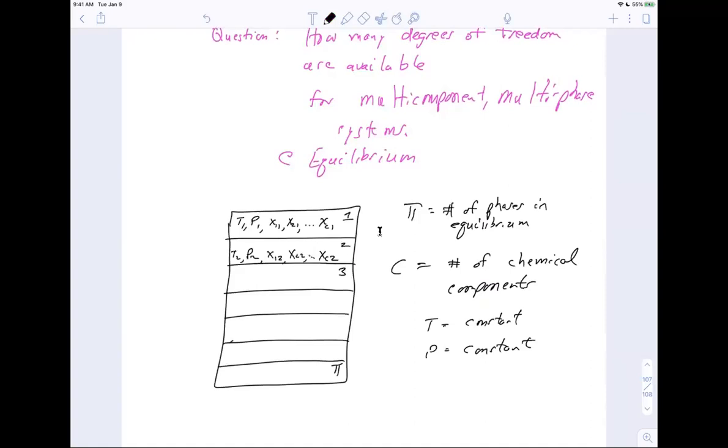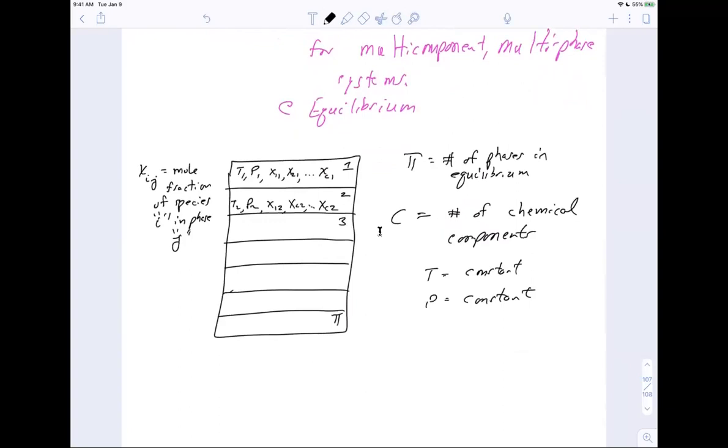So that's our experimental setup. And so X sub i j is equal to the mole fraction of species or component i in phase j. Okay, so that's just to be clear. And so now we're going to ask this question: how many degrees of freedom do we have? All right, so let's begin our analysis.